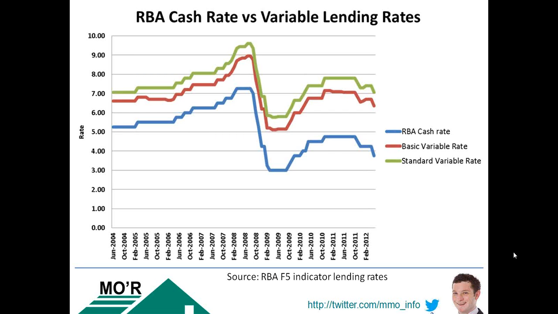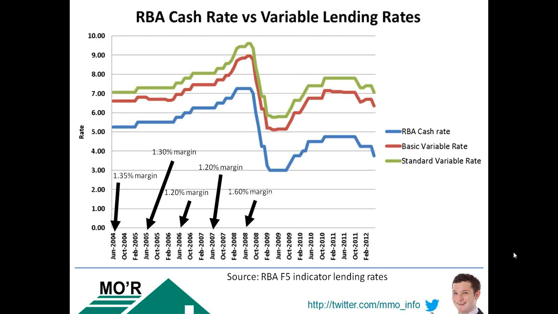Okay, so now this data, what it does, it averages the basic variable rate across the 4 major lenders. Now, we're going to look at the margin, which is the difference between the RBA cash rate and the basic variable. Now, between June 2004 and June 2007, you'll see there that it was fairly consistent, fairly stable, fluctuating a little bit, but not too much. Now, it all changed in 2008.